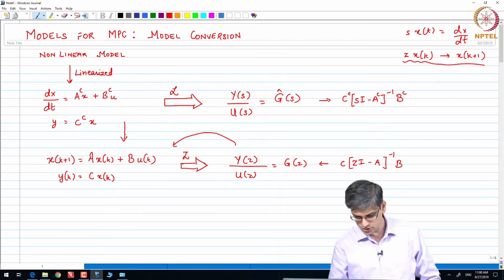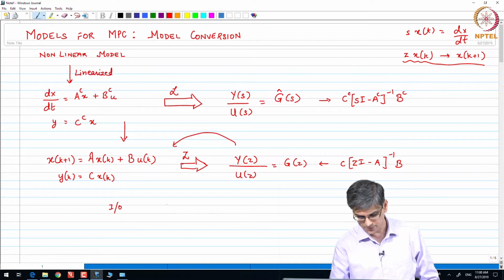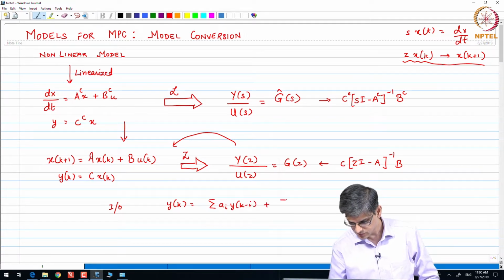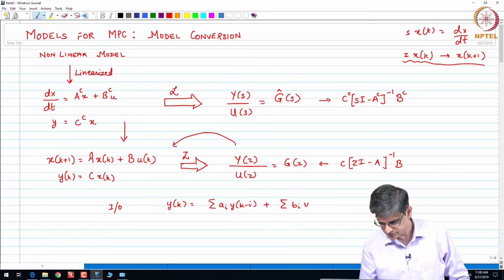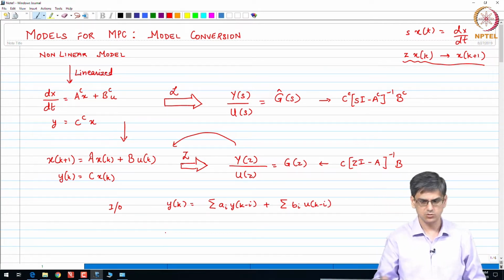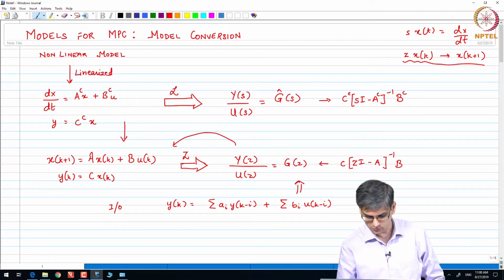We also talked about the input output models, or say ARX or ARMAX models, and those were of the form y k is summation a i y k minus i plus summation b i u k minus i, i equal to 1 to n, i equal to 1 to m. We had also talked about how we can go from this model to this model.